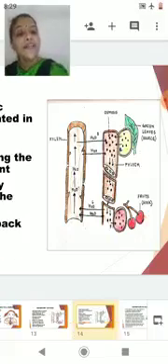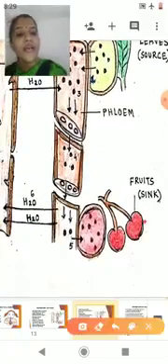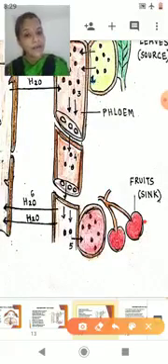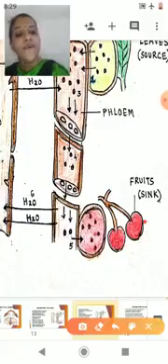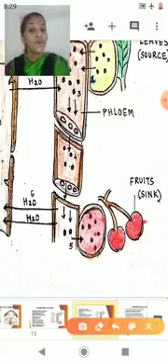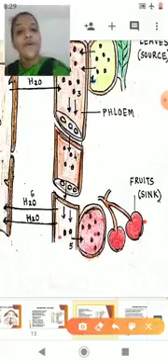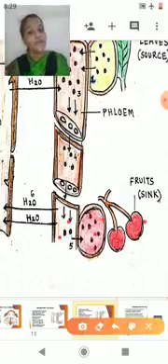Now the sink is a non-green part. Can you see? I have taken a fruit over here. It is red in color. So here the fruit is taking up what? The fruit is taking up the sucrose molecules. Okay. Since the sucrose molecules are taken up by the fruit, what will be left now? Only water will be left.